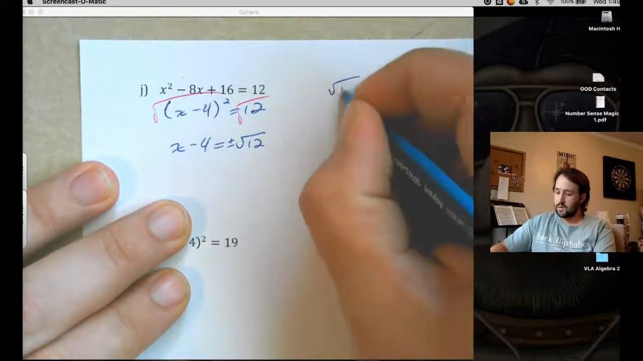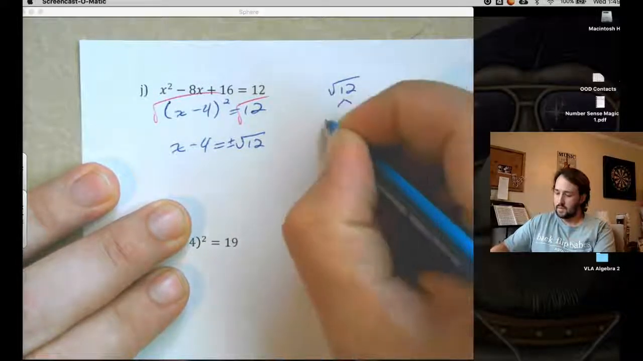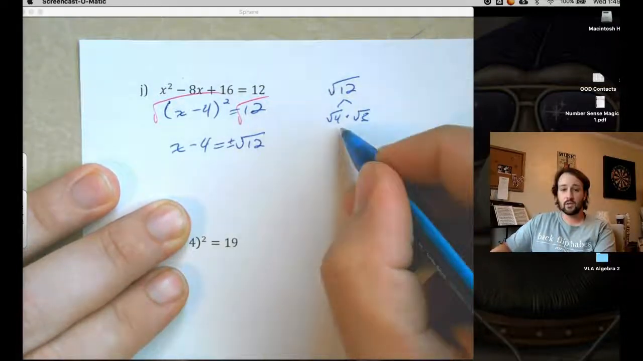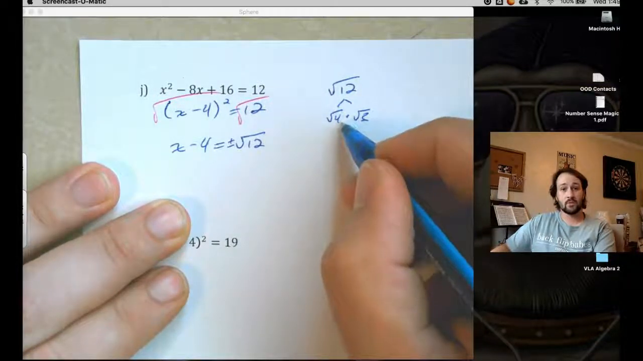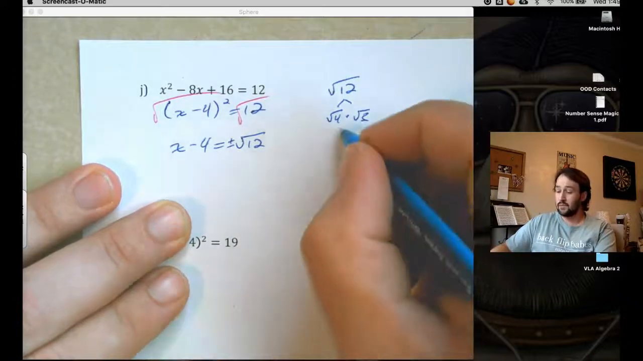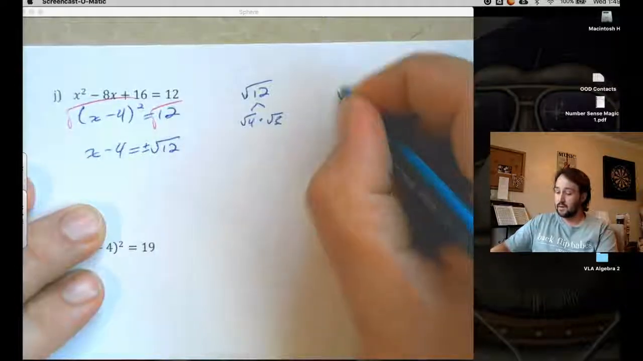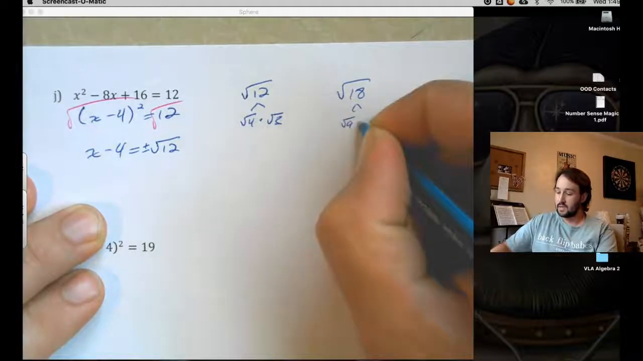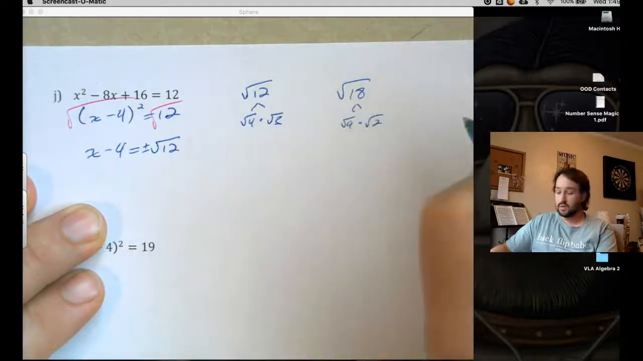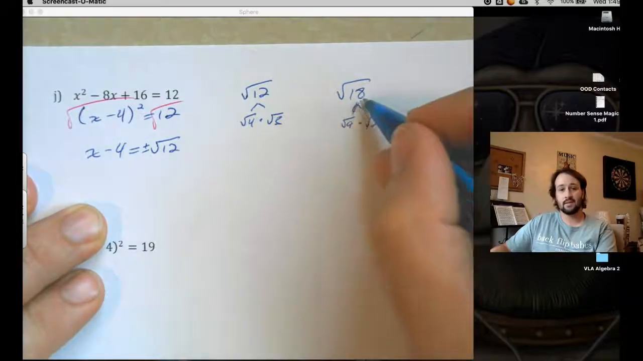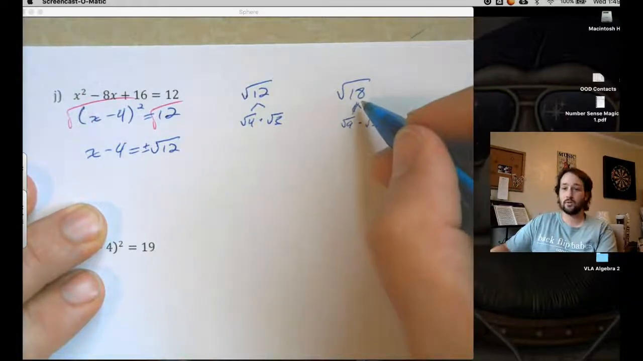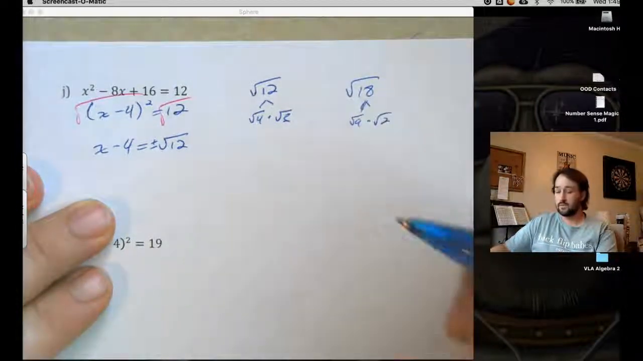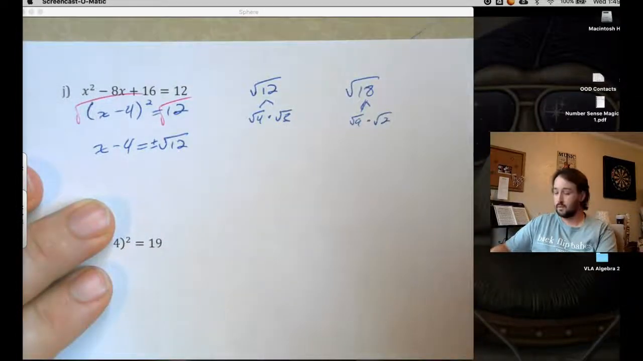The square root of 12 is the same as the square root of 4 times the square root of 3. The reason I chose the square root of 4 is because we know the square root of 4. If we had something bigger, like 18, this is the square root of 9 times the square root of 2, because I know the square root of 9. Yeah, 6 times 3 is 18 as well, but I don't know the square root of 6, I don't know the square root of 3. So pick numbers that you know the square root of and see if they multiply to be that number.